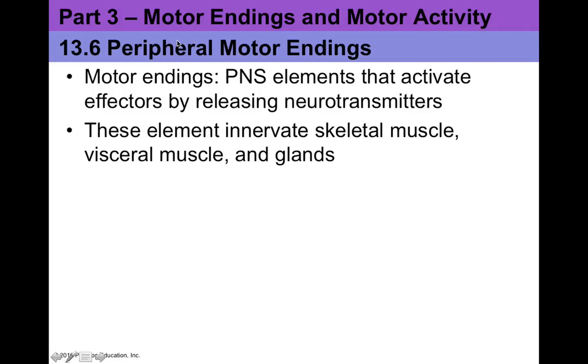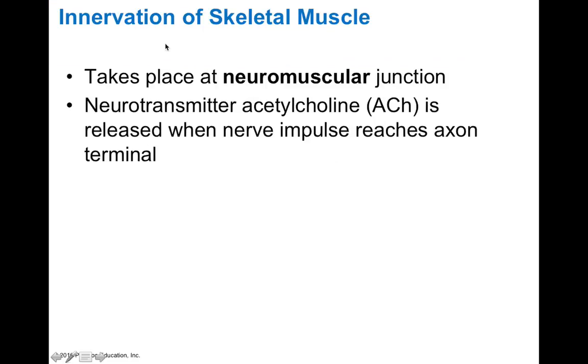Alright, so in this video we're going to talk about different types of peripheral motor endings. If you remember, we talked about how there's two different branches of the motor division of the peripheral nervous system. We said that there was somatic motor nerves and autonomic motor nerves. So we're going to first focus on the somatic motor nerve ending here, which innervates skeletal muscle, whereas the autonomic motor nerves innervate visceral muscle and glands.